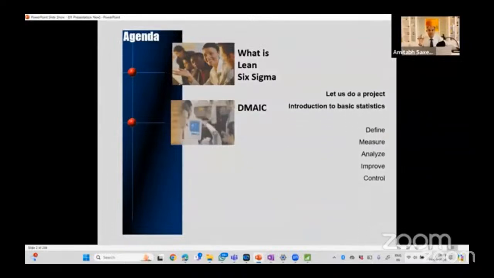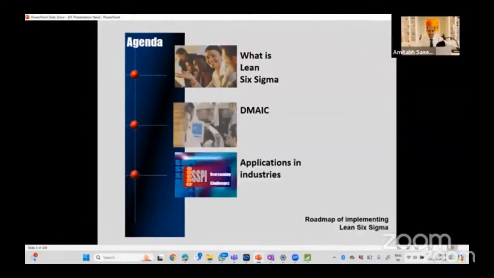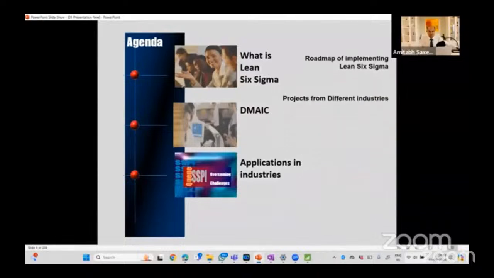If you are a Lean and Six Sigma yellow belt, and if you claim that you are a yellow belt, at least you should know about the Six Sigma DMAIC methodology. So we'll see what that is. Then we'll also see some of the applications in the industry. We will do a project in the classroom itself.